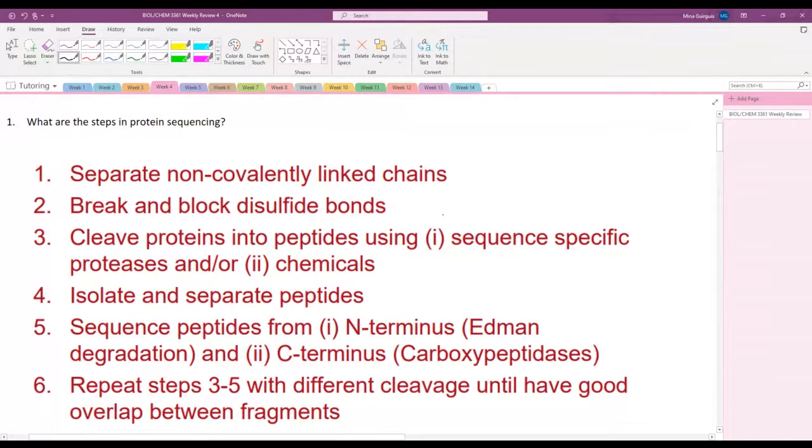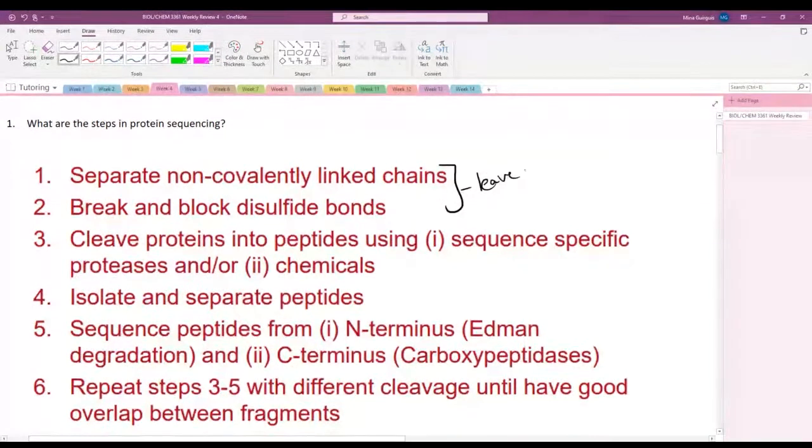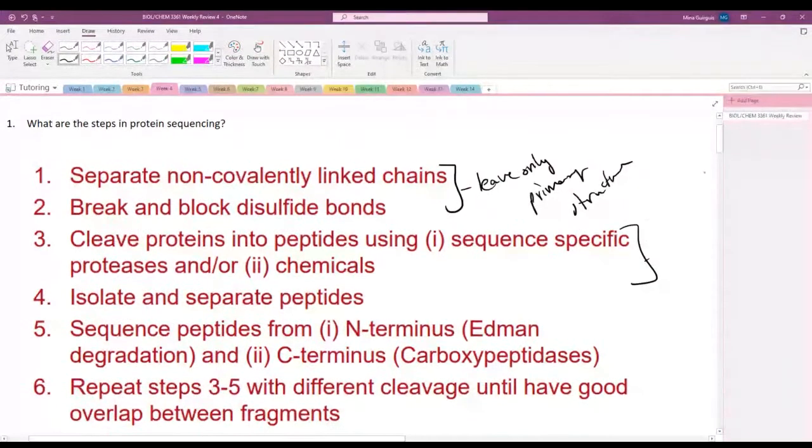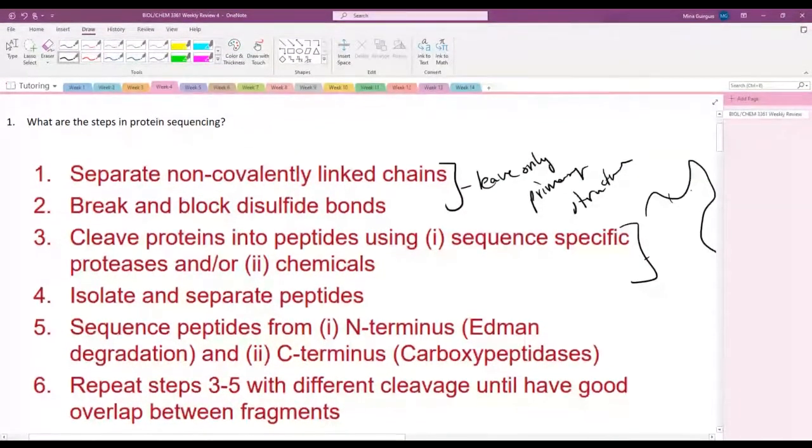Okay, so let's talk about what we've done. The first two steps are leave only primary structure. Our third and fourth steps are basically break this long chain into various pieces so that we can identify those pieces. This is just to get each of these little individual chains so that we can do stuff with them. That's three and four.